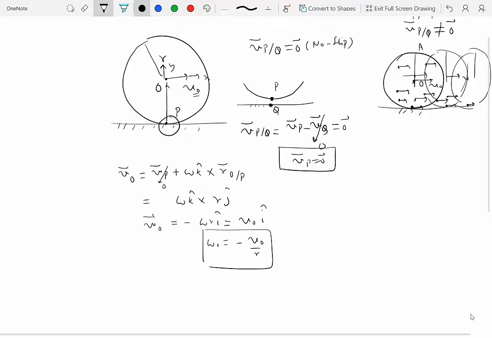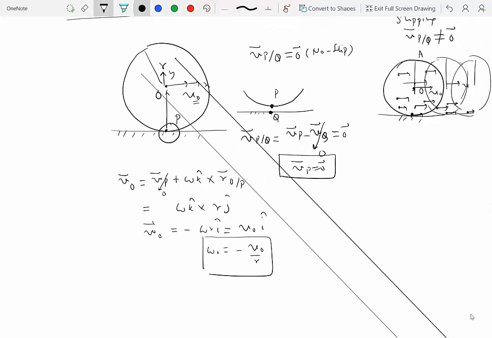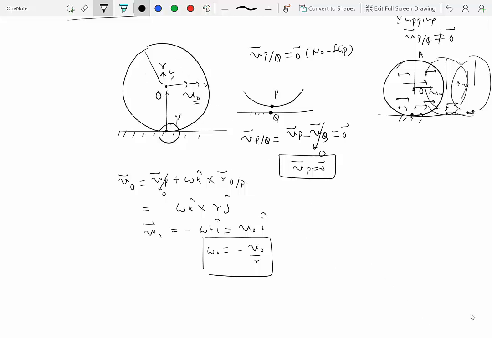What that is telling you is that the angular velocity of this disk is actually in the clockwise direction. And that makes sense, right? The disk has to be rotating clockwise so that it can move towards the right. So that tells you the angular velocity magnitude as well as the direction, if you know V0 and the radius. On the other hand, you could be given omega and asked for the velocity of the center of mass, and you could find that as well.